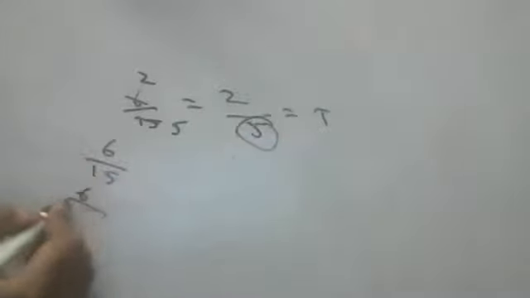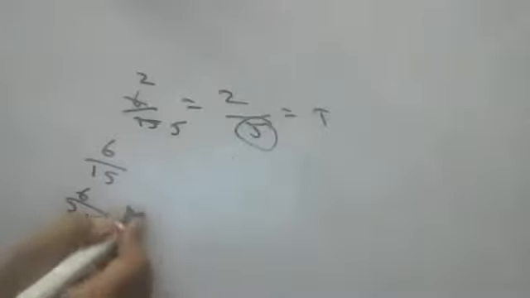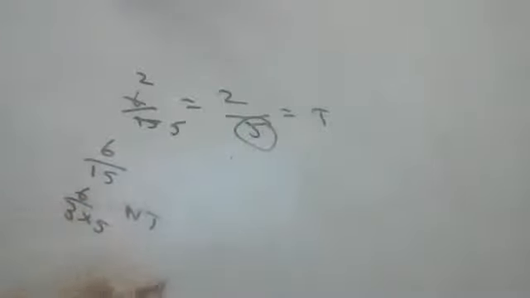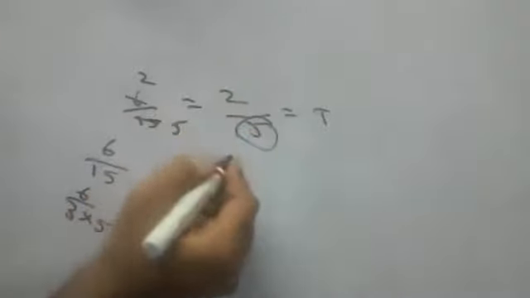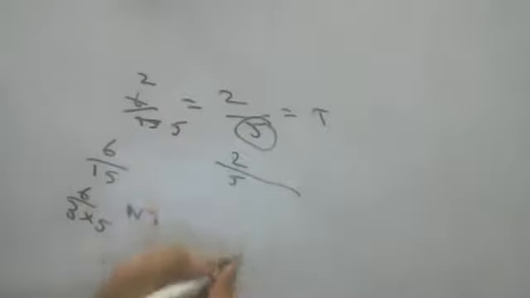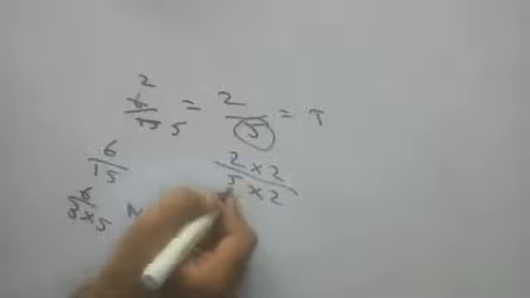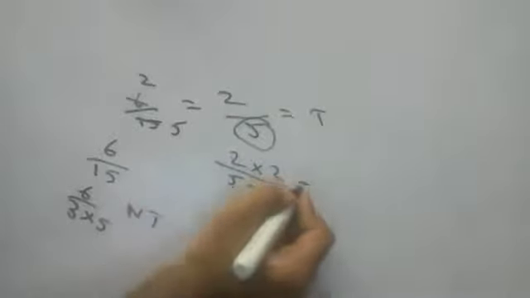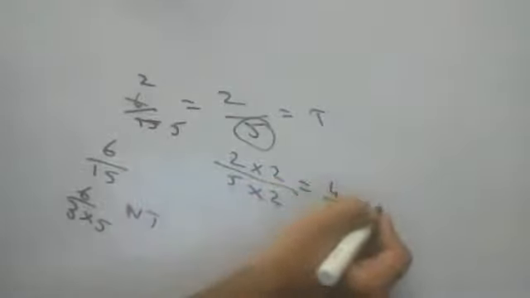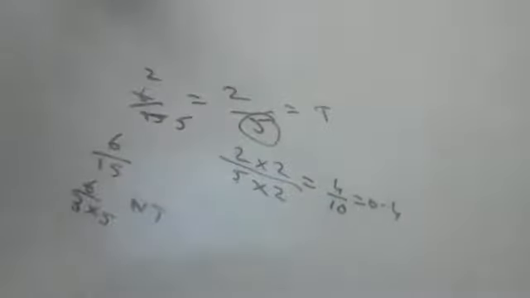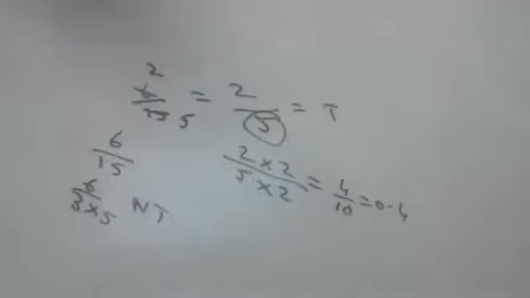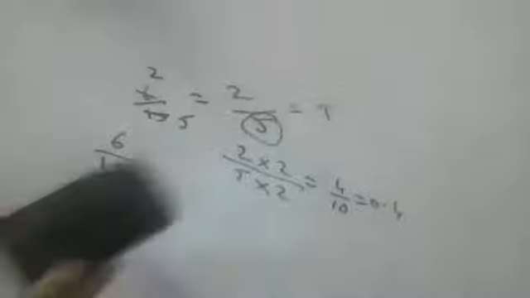You understood, children? If you don't simplify, 3 is there, you will say non-terminating. But if you simplify, only 5 is there, it is terminating. Understood? That's why I was telling from yesterday onwards, please simplify. 2 by 5 into 2 into 2. Why, children? Because 5 is there, so into 2 you should do. 4 by 10, 0.4, like that, children. You're able to understand what is the importance of simplification. If you don't simplify, one answer; if you simplify, another answer.